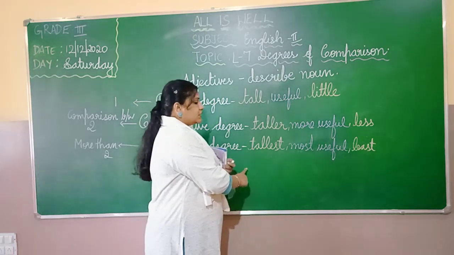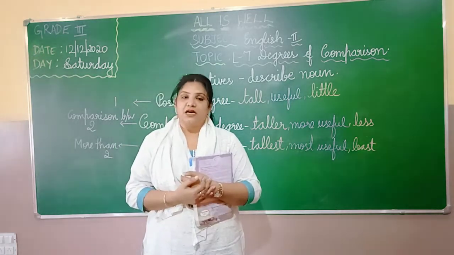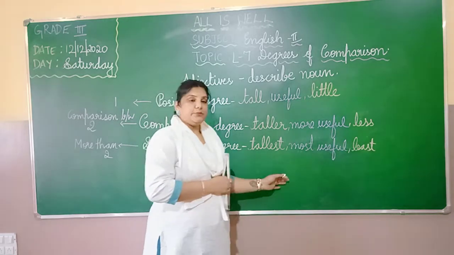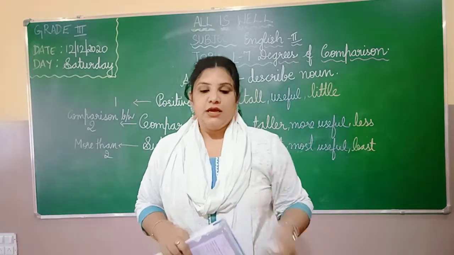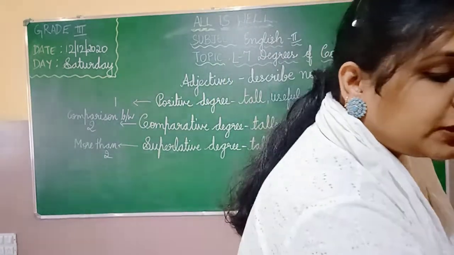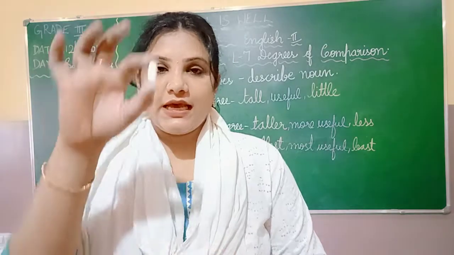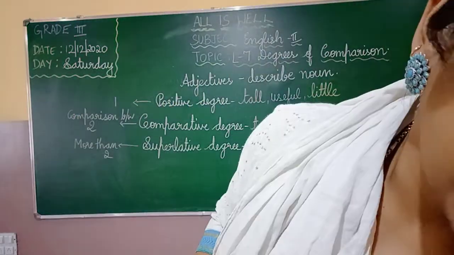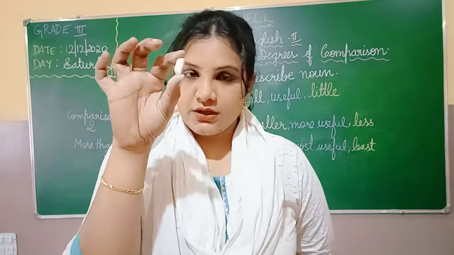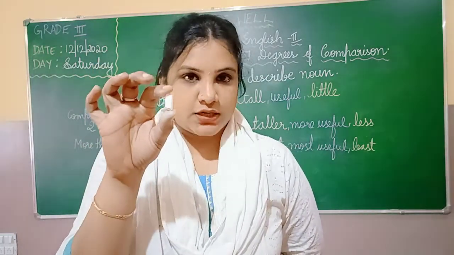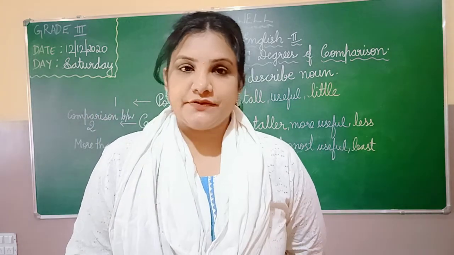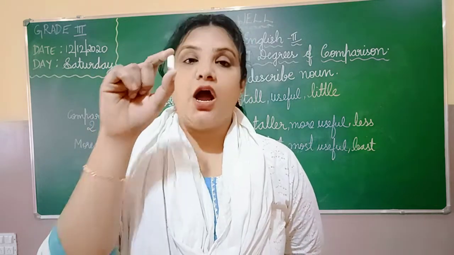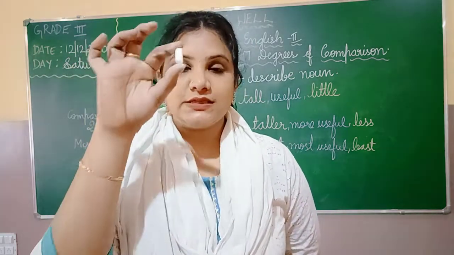I can say the board is green in color, or I can say this is a green board. This is a white chalk, or I can say this is a small chalk. When I'm holding this one chalk alone, I will say this is a small chalk. Small is your adjective. It is describing the chalk, how the chalk is. So this is a small chalk.